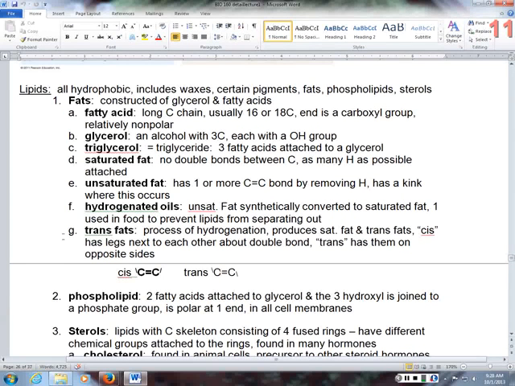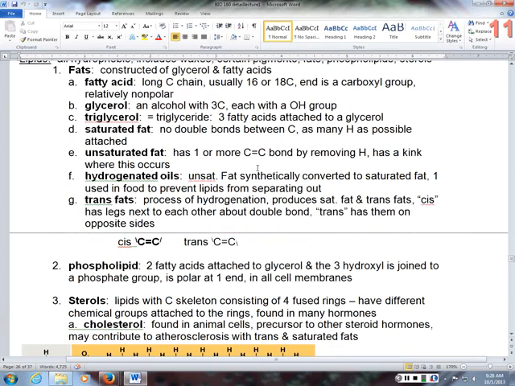So when we talk about a fat being saturated, it means there's no double bonds between any of the carbons. It's attached to as many hydrogens as it possibly can. When it's unsaturated, it's got one or more double bonds in there by removing one of the hydrogens. So it's having to share with one of the carbons twice. And when it does that, it's going to cause a kink in the molecule, and that's going to mean it's less stable.